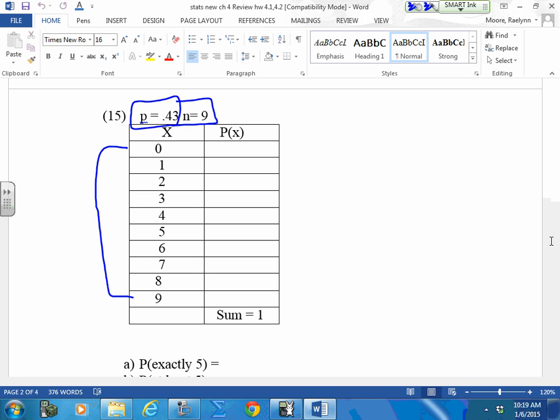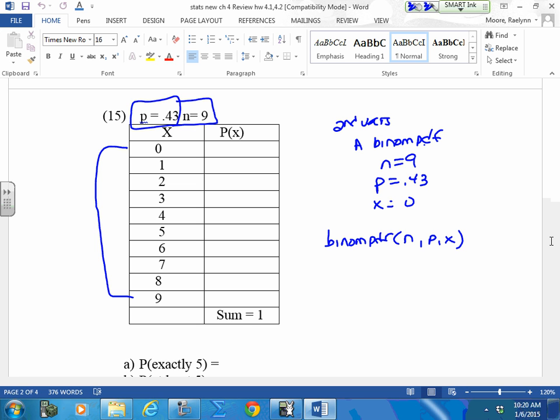In your calculator, what should I do? Second, there's binomial, a binomial PDF. Make sure you use the P. This stands for binomial probability distribution function. I want number of trials, I want my P, and I want to start at the zero. If you're using the old calculators, it's very easy. It's in alphabetical order: N, P, S. 9, .43, start at the zero, and paste that in, from 1 through 9.